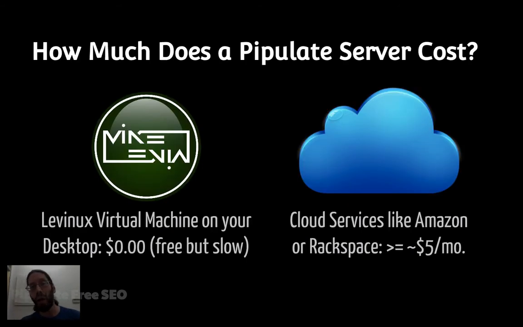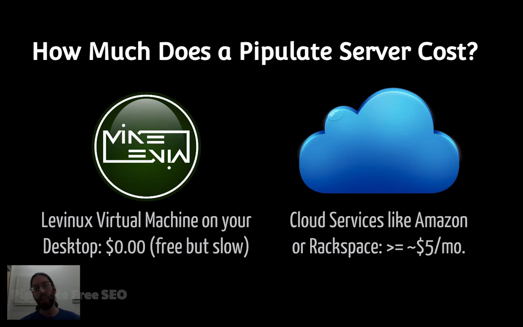And how much does it cost to do this? Well, if you use my Linux virtual machine called Levinix, it's free, and you can just start running your own Pipulate server on your desktop right now. 20 megabyte download, let it expand. It takes 10 minutes to build, but it's going to be really slow.